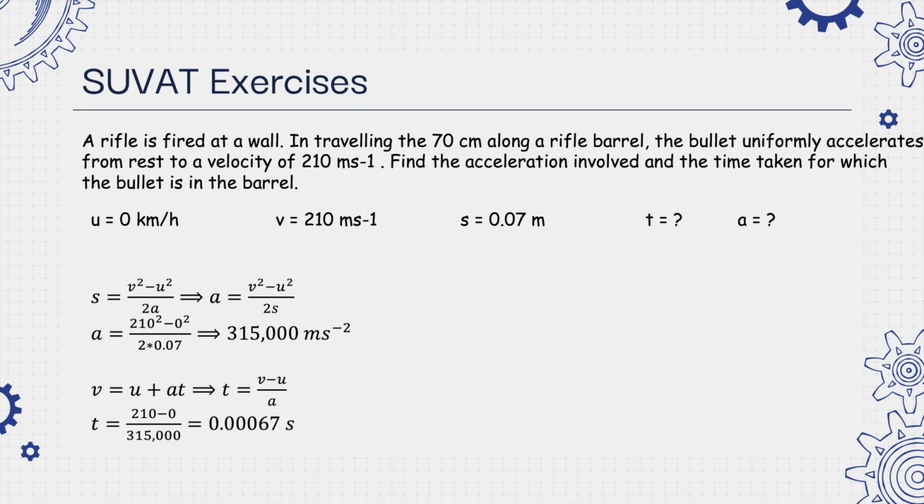Here we can use a formula that I explained before in the presentation, s equals v squared minus u squared divided by 2a. So we can calculate a, since it's the only number that we don't know in this formula. a equals 210 squared minus 0 squared divided by 2 times 0.07. This gives an acceleration of 315,000 meters per second squared.